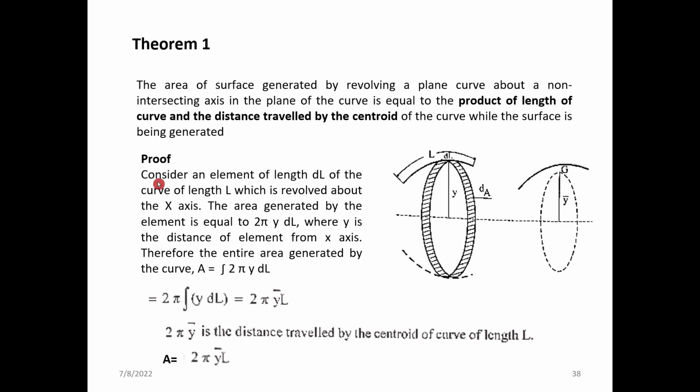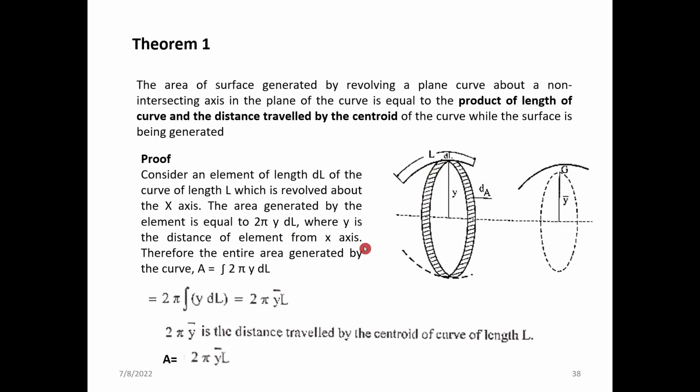Coming to the proof, consider an element of length dl. So you have the curve of length L, and dl an element of it, which is revolved about the x-axis. We have the horizontal x-axis and the curve is revolving. The area generated by the element is equal to 2 pi into y dl. Here y is the centroid of the assumed curve from the base axis, and dl is the length considered.